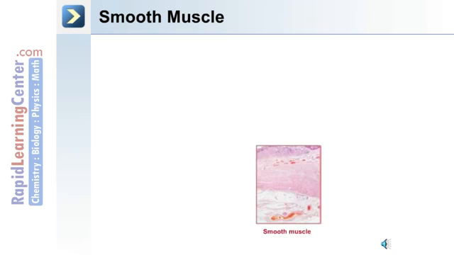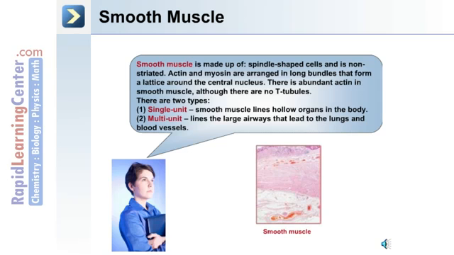Smooth muscle. Smooth muscle is made up of spindle-shaped cells which are non-striated. Actin and myosin are arranged in long bundles that form a lattice around the central nucleus. There is abundant actin in smooth muscle, although there are no T-tubules.